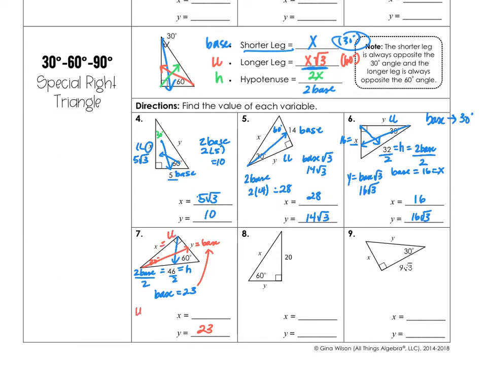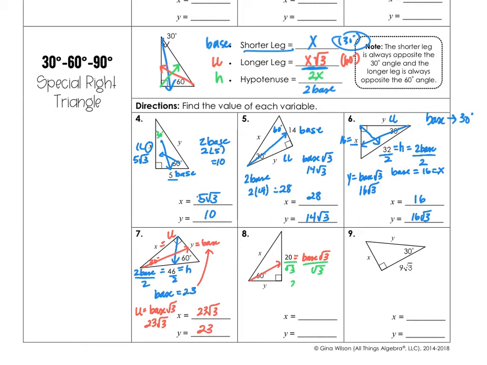Okay, so to find the longer leg, it's always base times root 3. So if our base is 23 times root 3, that's our longer leg. Now, when it gives you the longer leg, not the hypotenuse, not the short leg, the one across from 60 degrees, remember the longer leg formula is base root 3. So in order to find the base, we need to divide by root 3.